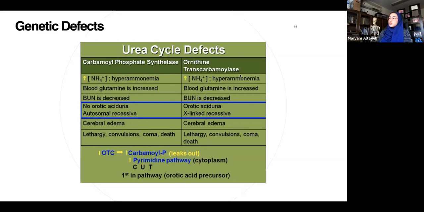Again, ornithine transcarbamylase, orotic acid. Just remember ornithine for orotic acid. Okay, carbamoyl phosphate synthetase, no orotic acid.